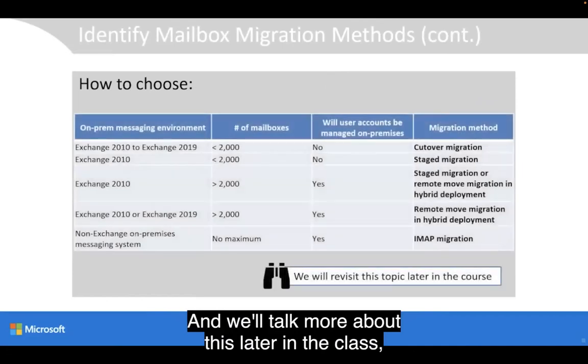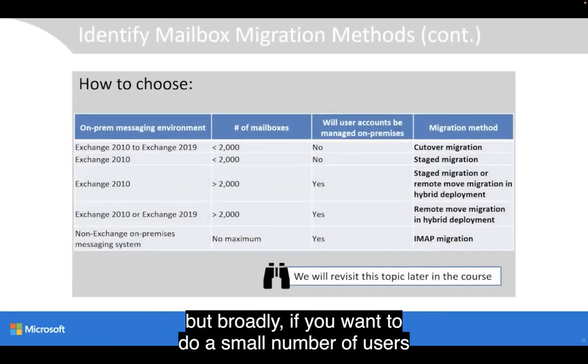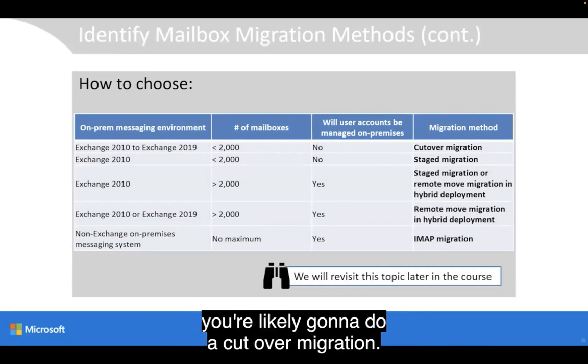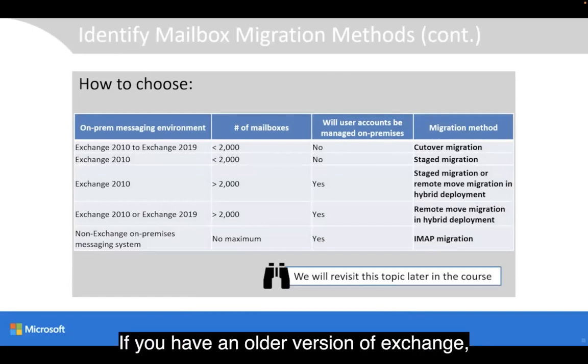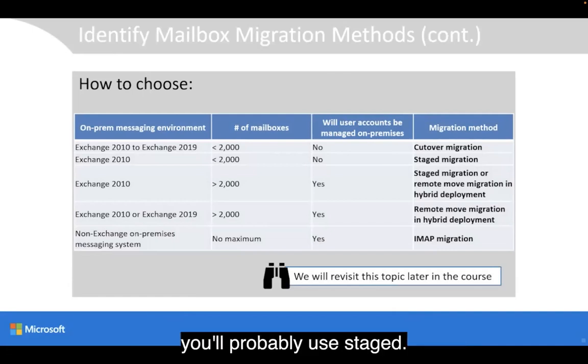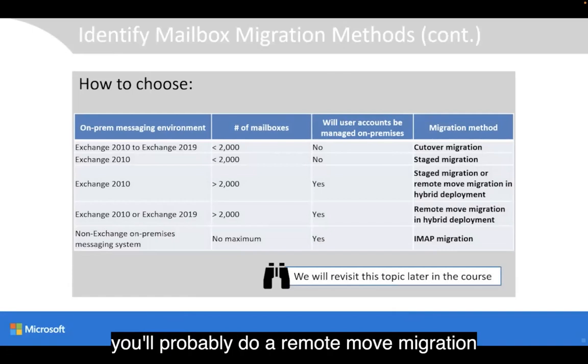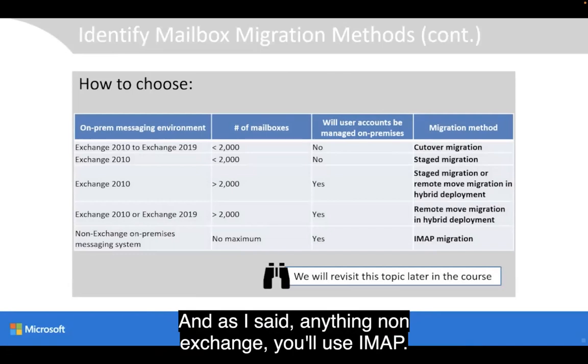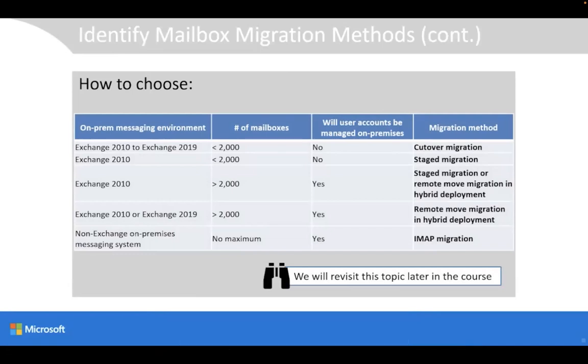We'll talk more about this later in the class, but broadly, if you want to do a small number of users with a modern version of Exchange, you're likely going to do a cutover migration. If you have an older version of Exchange, you'll probably use staged. If you have a larger number of users with a modern version of Exchange, you'll probably do a remote move migration and hybrid deployment. And as I said, anything non-Exchange, you'll use IMAP.